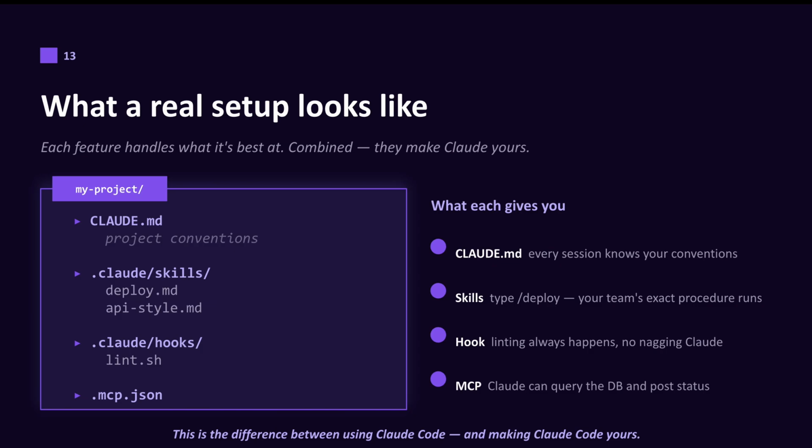Look what each one gives you. Every session knows the project conventions. That's Claude.md. Type slash deploy and your team's deployment procedure runs. That's a skill. Linting always happens. No nagging Claude. That's a hook. Claude can query a database and post status updates. That's MCP. This is the difference between using Claude Code and making Claude Code yours.